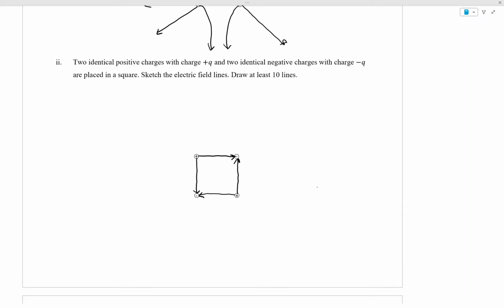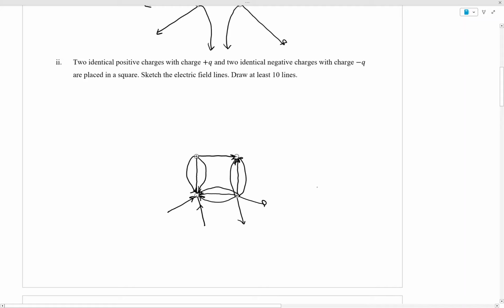And remember, the density of the lines gives you insight into how strong the electric field is. So close to those charges, there are more field lines, which would indicate that the electric field is stronger as you get close to the charge, which makes sense. So it looks something like this, as we add more field lines, there would be field lines that point away from the positive charges, field lines that point towards the negative charges, etc.